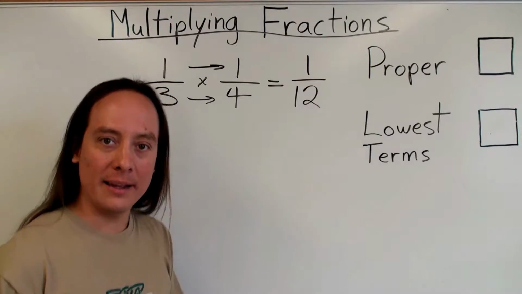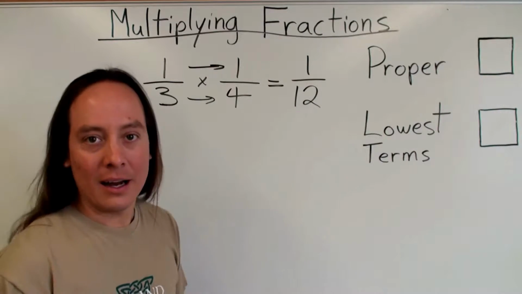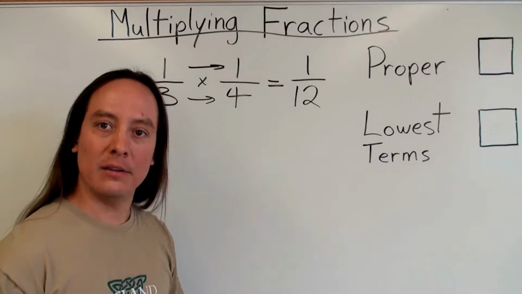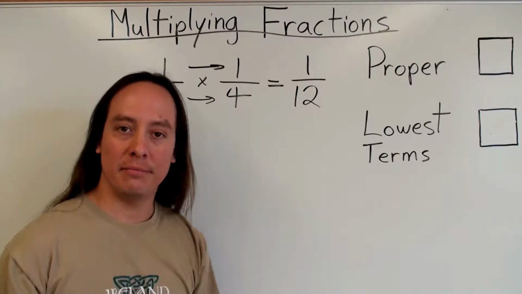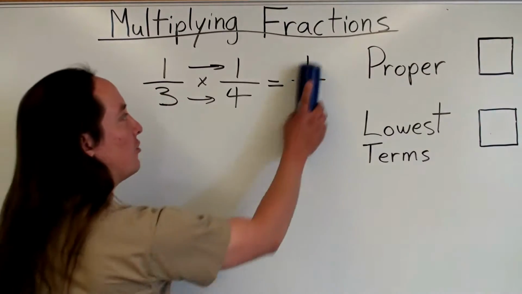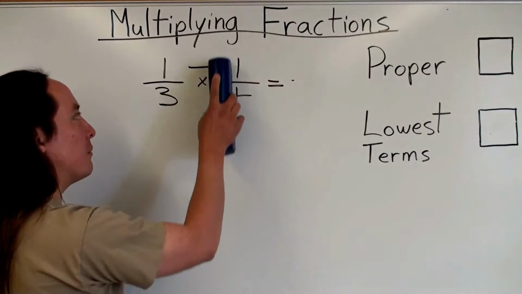Piece of cake, right? Again, that's the basic concept of multiplying. It's just multiplying numerator times numerator, and that's it. Denominator times denominator, and that's it. Okay, let's do another one. Let me change it up a little bit and start getting into some that are a little bit different.